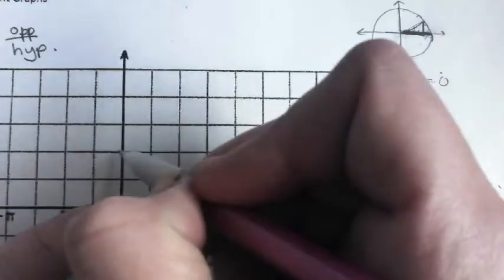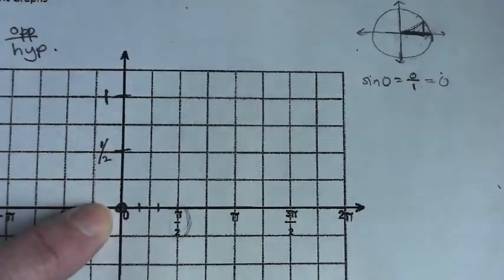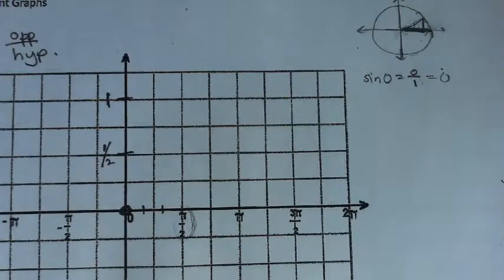I'm going to do this. This is going to be 1. This is going to be a half, just so we can really maximize our graph.